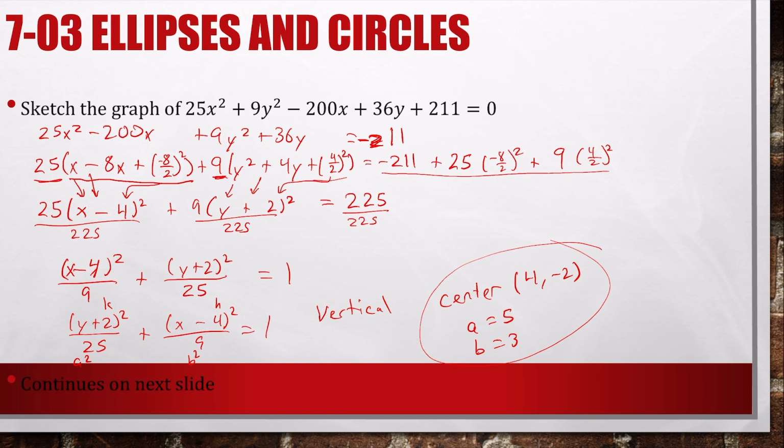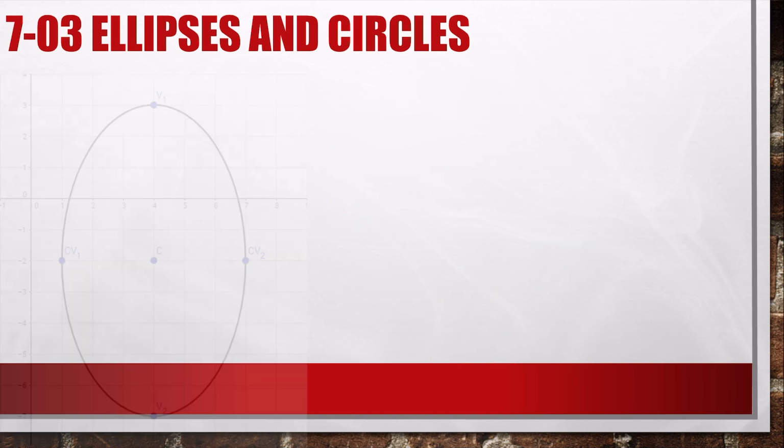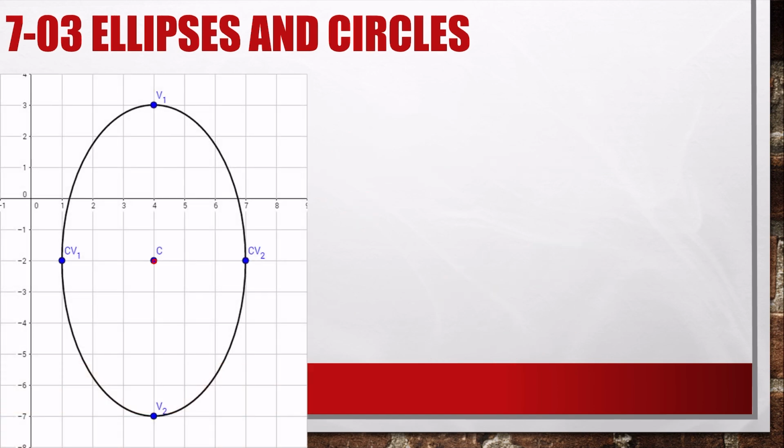So to graph, plot the center at (4, -2). I count, since it's vertical, up a, so it's 5, 1, 2, 3, 4, 5, and down 5 from the center. Those are the vertices. And sideways then the distance b, which was 3, to get the covertices. And then you draw your best ellipse to go through your vertices and covertices.